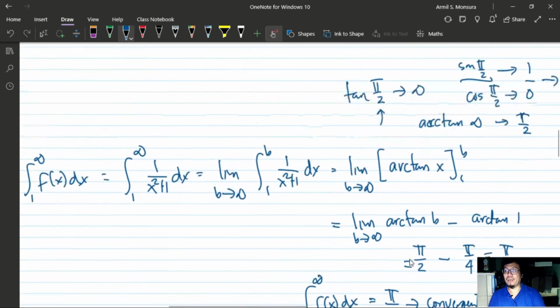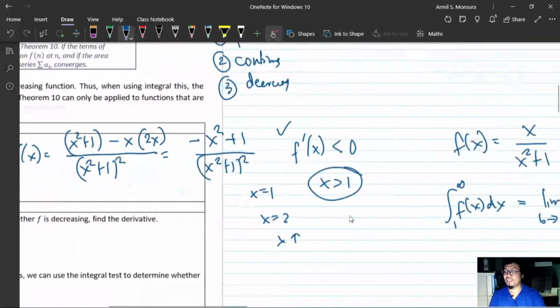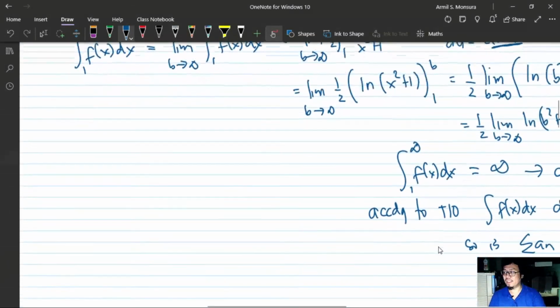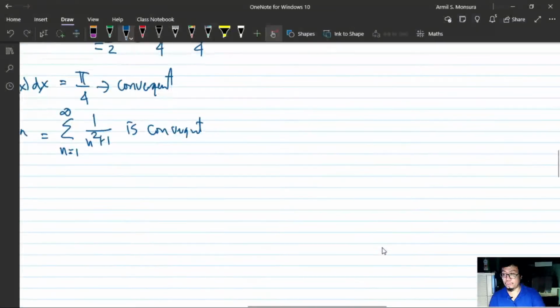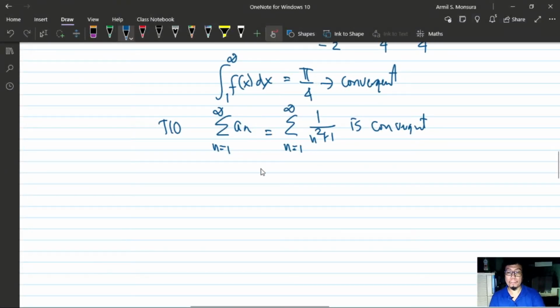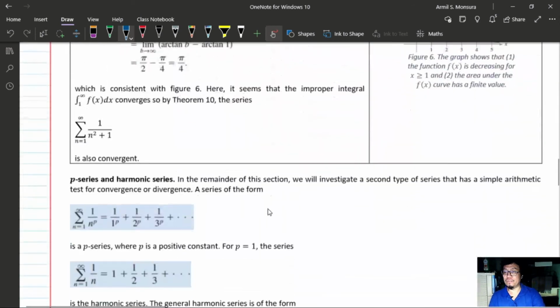For example 1, since this integral diverges, so does the series. The series is also divergent. Again, Theorem 10 states that both of these should diverge, or both of them should converge. So that is example 15.